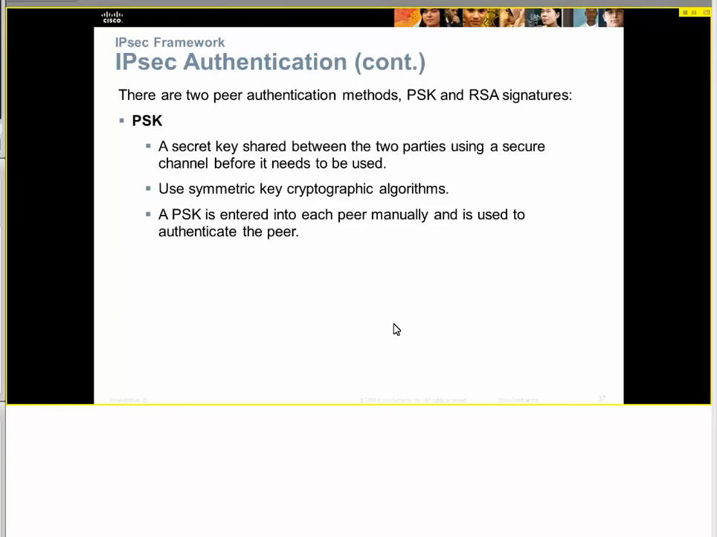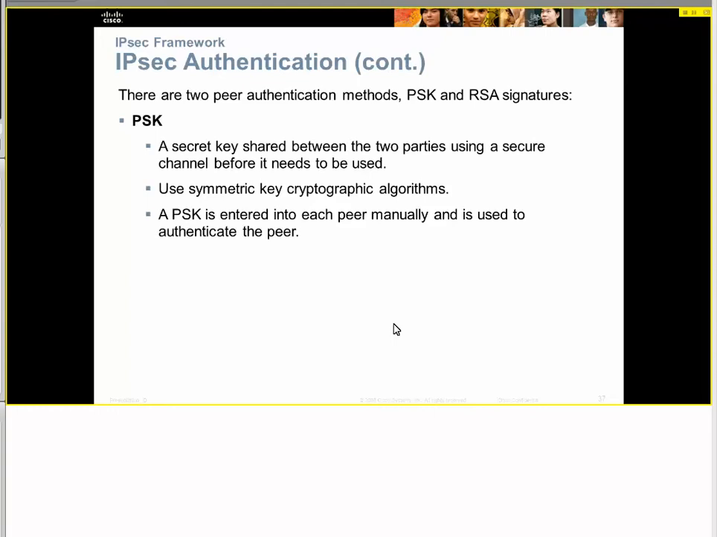And that key is passed using a secure channel before it needs to be used. Now, this is used, so in other words, we've established the tunnel. We've established the encryption in the tunnel. Now we need to authenticate, and that's where this comes into play. Now, Diffie-Hellman allows us to create the keys that we're going to use for encryption and integrity. This is specifically a key for authentication.